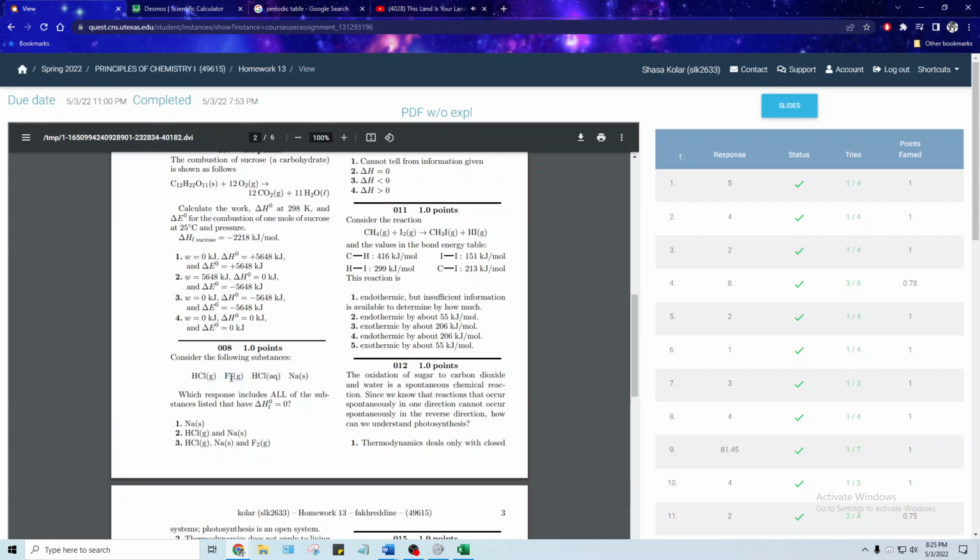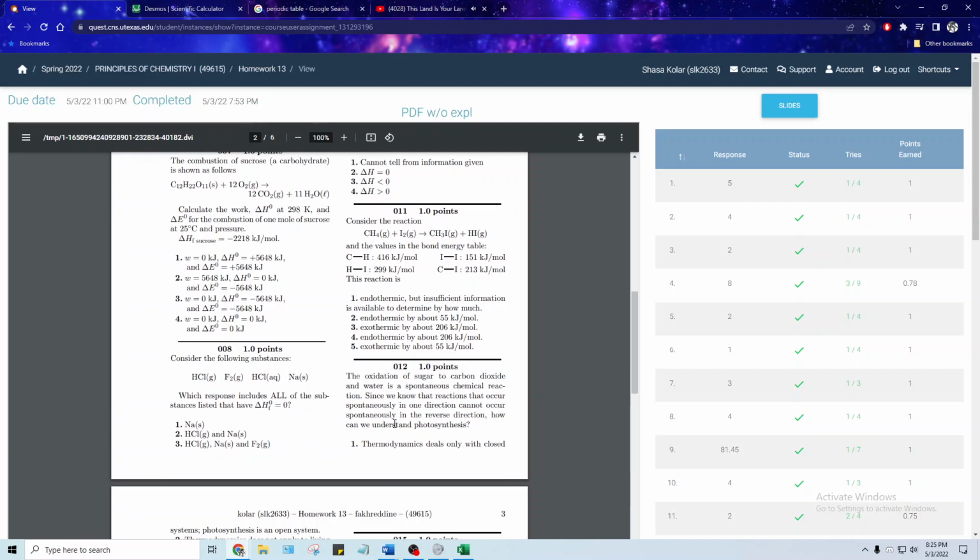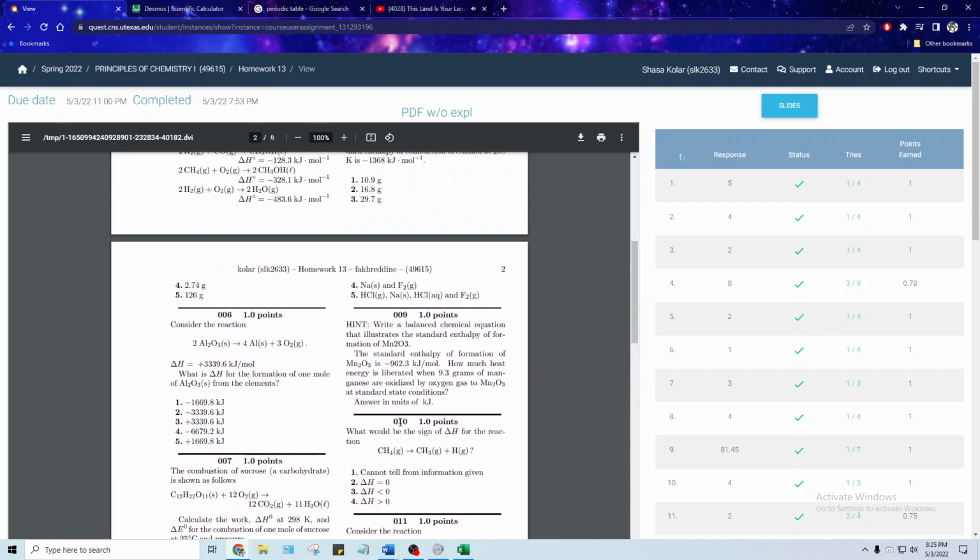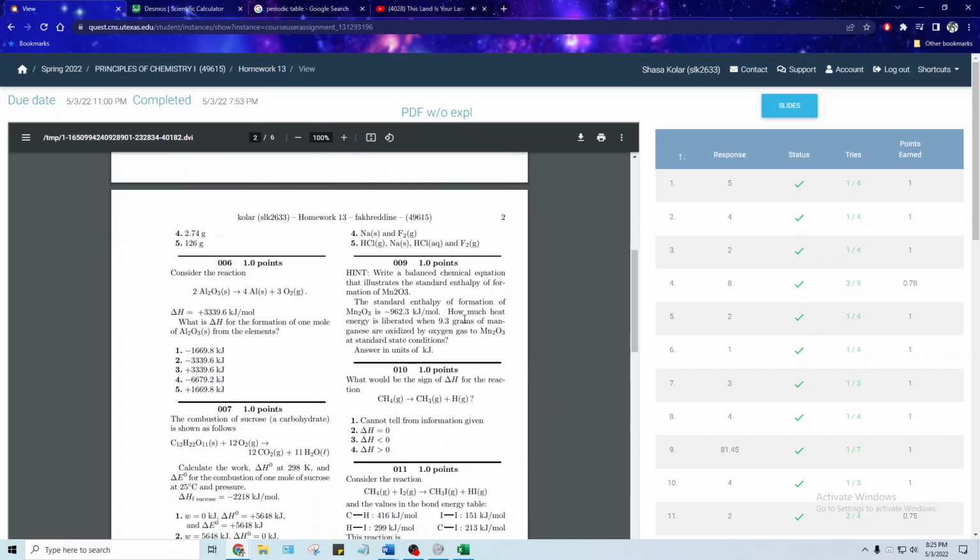If F2 was a liquid or a solid, or Na was a liquid or a gas, then it would not be 0. Or if they had other stuff attached. So number 8 is 4, which is these 2. And then number 9 is, so the balanced chemical equation is just, where did I put it?